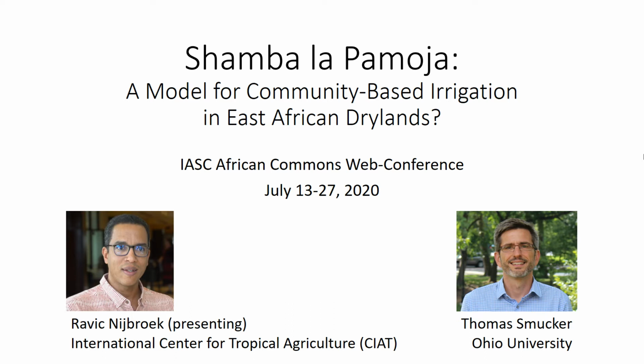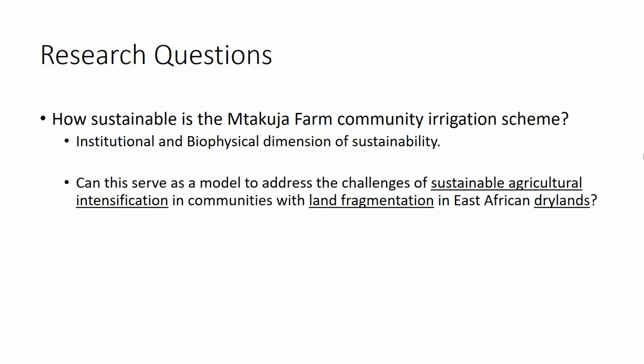This work is a collaboration with Tom Smucker at Ohio University, and our presentation is looking at a community-based irrigation farm in Tanzania. The main research question is to see if we can use institutional and biophysical dimensions of sustainability to look at long-term sustainability of a community farm and irrigation scheme, which we view as a common pool resource. And this has implications for wider challenges in East Africa in terms of land fragmentation and sustainable intensification with irrigation.